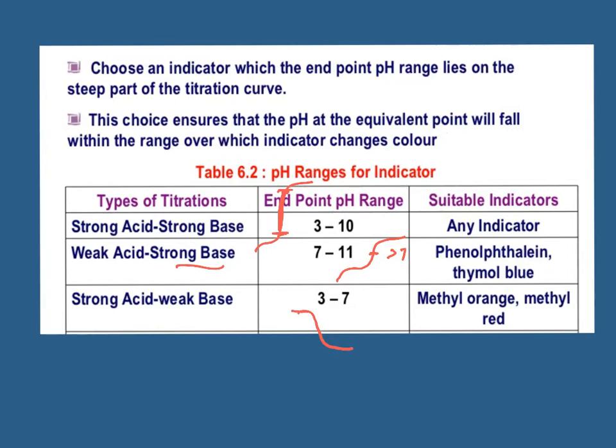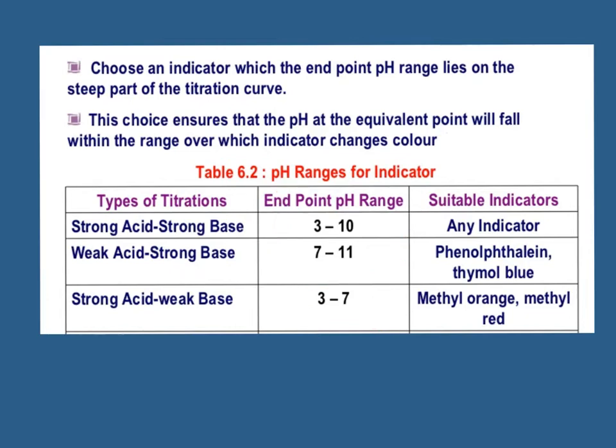And then your strong acid, weak base, your pH at the equivalence point is going to be less than 7, so you want an indicator with a pKa between 3 and 7. So let's see what that looks like. We want to pick an indicator where the endpoint pH range lies along the steep part of the titration curve.